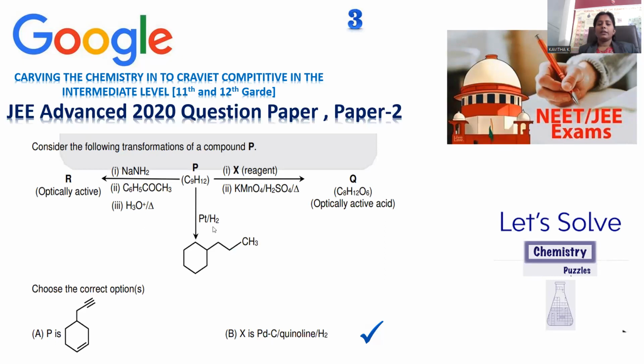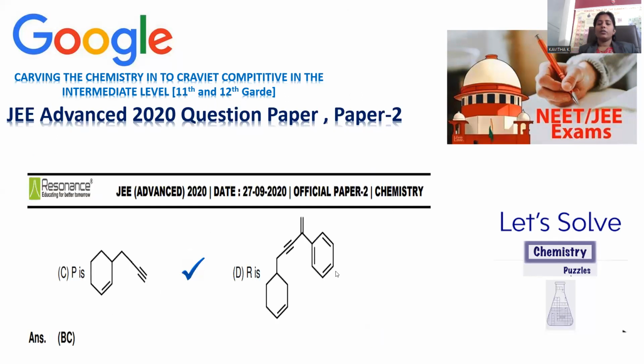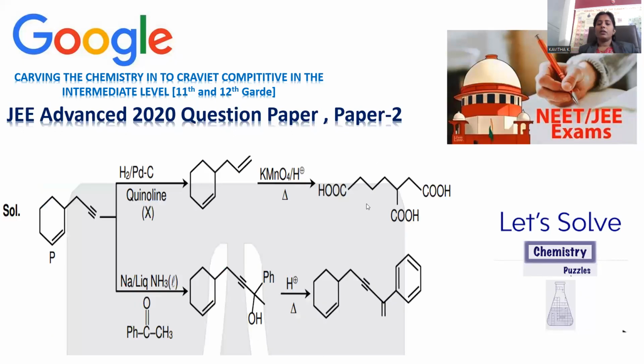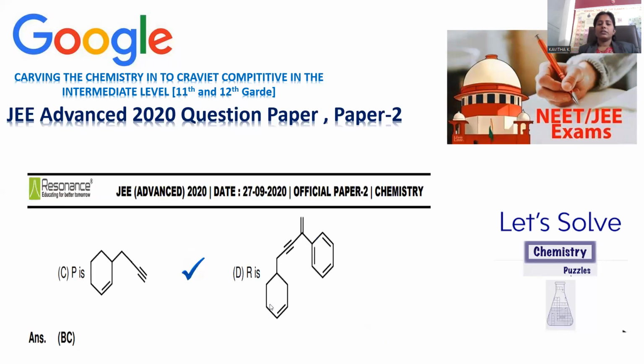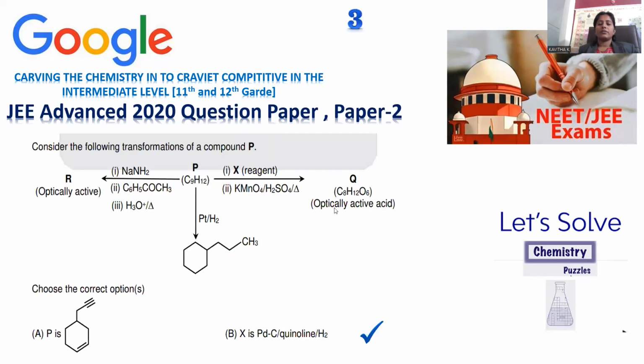And platinum hydrogen. Platinum hydrogen is the powerful reducing agent; wherever a double bond is there, wherever a triple bond is there, it is entirely converted into the saturated one. So complete reduction gives rise to this product, the complete reduction product. And Q we already got. Q is the tricarboxylic acid compound you can achieve. This is the way we can go for the series of reactions.